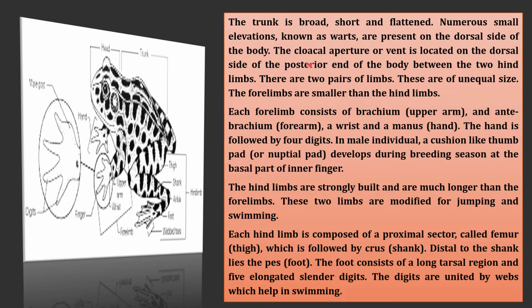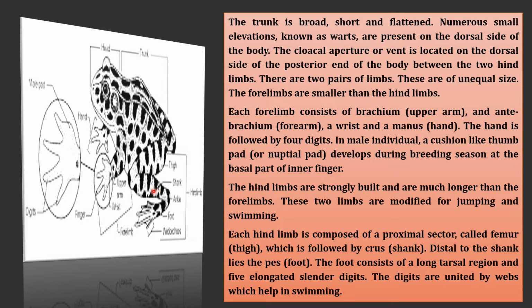Now, numerous small elevations known as warts are present on the dorsal side of the body of a toad. Numerous small elevations. See this black-colored spotted thing, actually warts, bag-like structures, small bag-like structures. This is called warts. These are present on the dorsal side of the body of a toad. The cloacal aperture or vent is located on the dorsal side of the posterior end of the body between the two hind limbs.